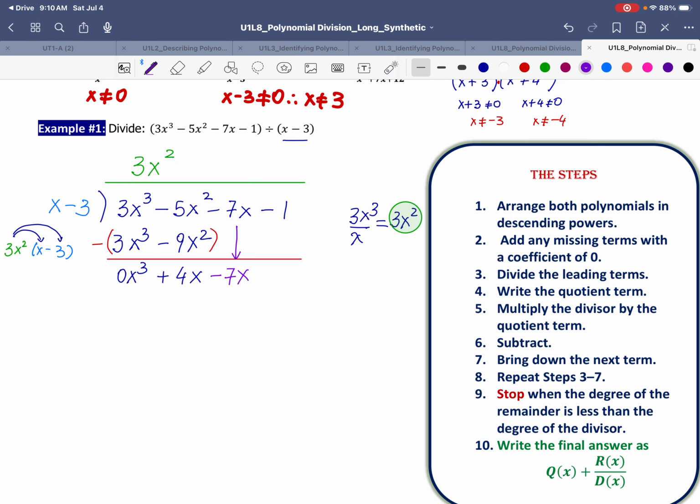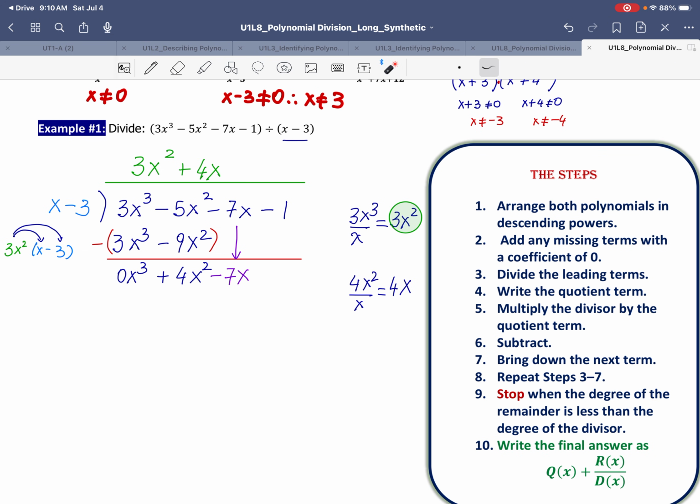And now again, we follow the same process. How many times now does x go into the first term in the polynomial? So we have 4x squared. So how many times does x go into 4x squared? We follow the same strategy. We go 4x squared divided by x. So 4 divided by 1, 4. x squared divided by x to the power 1 is x to the power of 1. So that means 4x times. So we'll write 4x here.